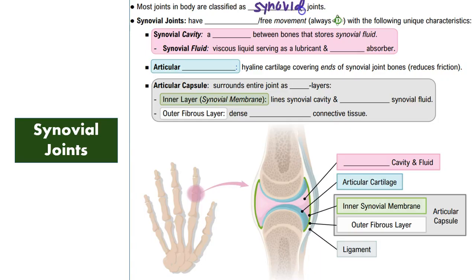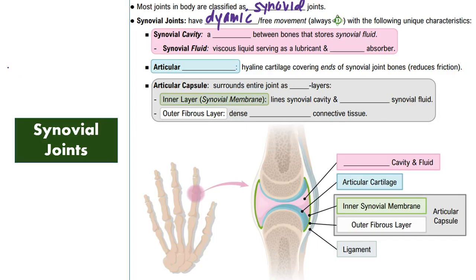Now, most joints in the body are classified as synovial joints. And these are going to be the joints that folks remember the most because it has to do with the shoulder, the elbow, the knees, the knuckles, and the hand. And one thing we need to understand is that a lot of synovial joints are going to have dynamic or free movement. And so they are going to be a part of diarthroses. So they do have the ability to move around more freely.